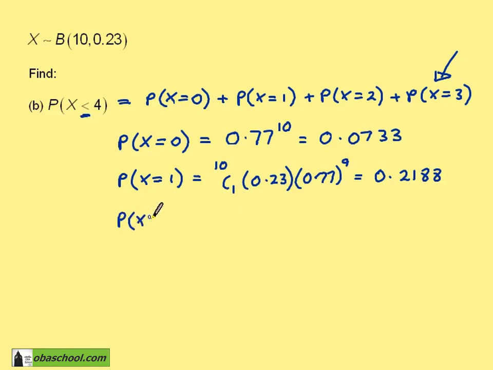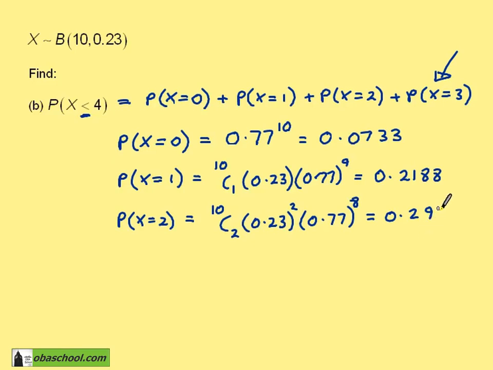The probability of x being 2 will be 10C2, 2 successes, so 0.23 squared, and 8 failures. Calculating this gives 0.2942.